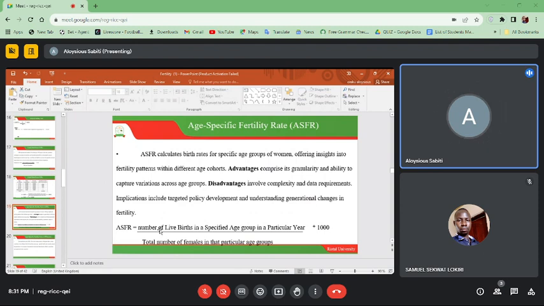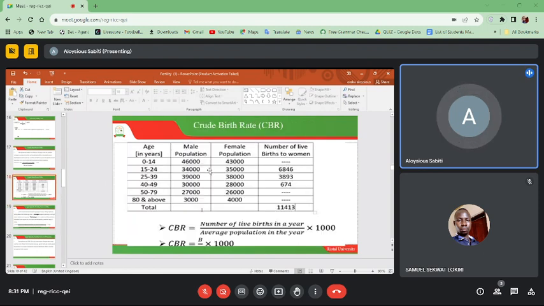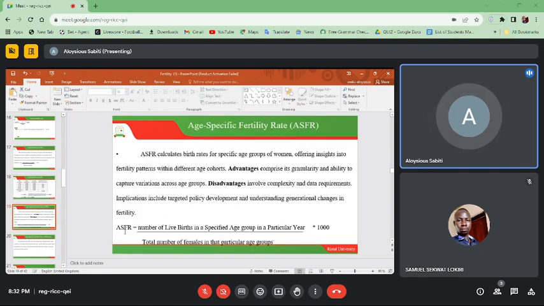So you would be having to look at the number of live births in this particular age group in this year. In this case, if we look at the age group 15 to 24, the number of live births would be 6,846. So you would put that figure here as the number of live births in the age group 15 to 24. Divide by the total number of females in that particular age group.